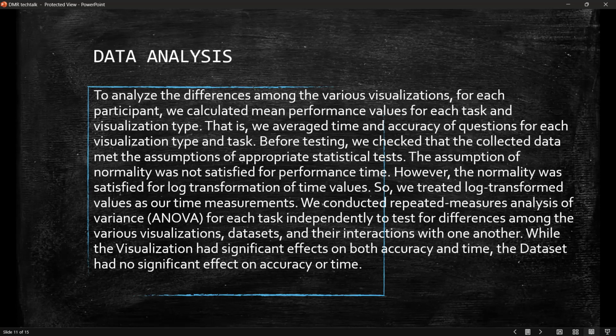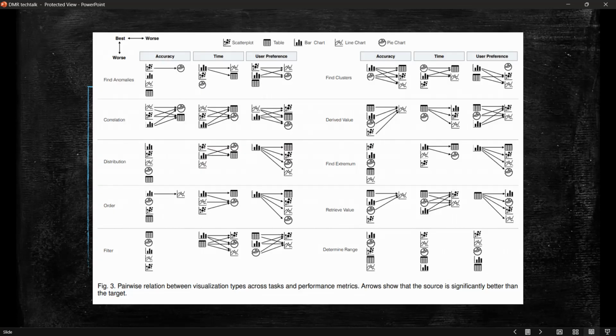While the visualization had significant effects on both accuracy and time, the dataset has no significant effect on accuracy or time. So here is a pairwise relation between visualization types across tasks and performance metrics. Arrows show the source is significantly better than the target. The tasks are: finding anomalies, correlation, distribution, order, filter, finding clusters, derived value, find extremum, retrieve value, and determine range.